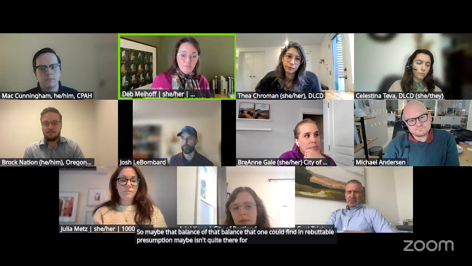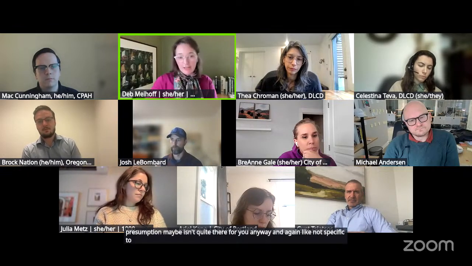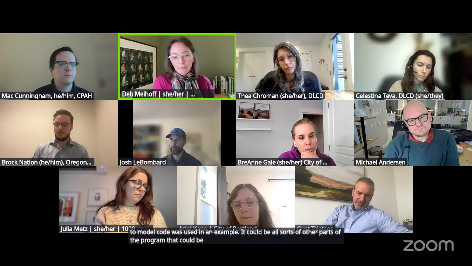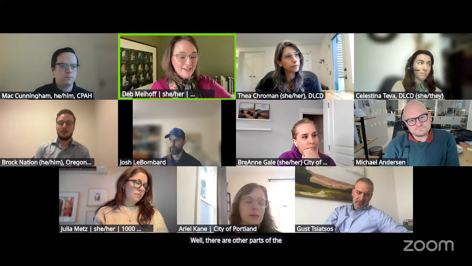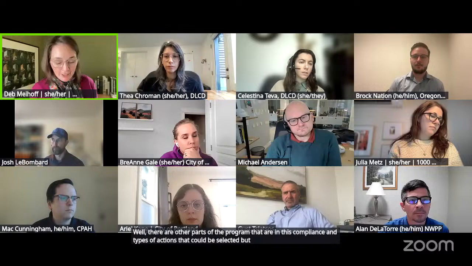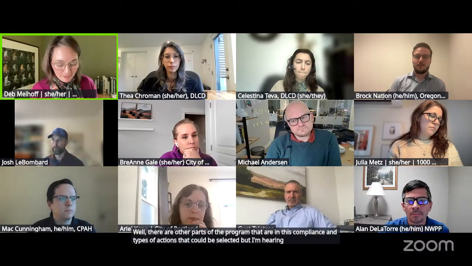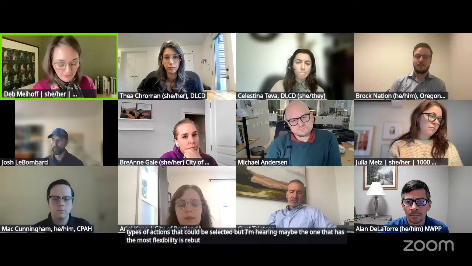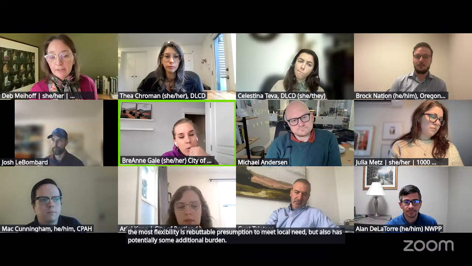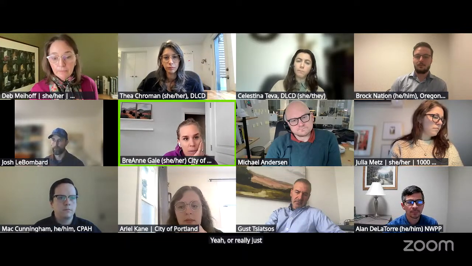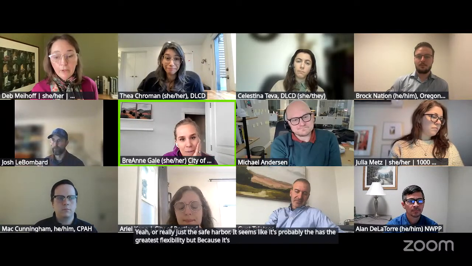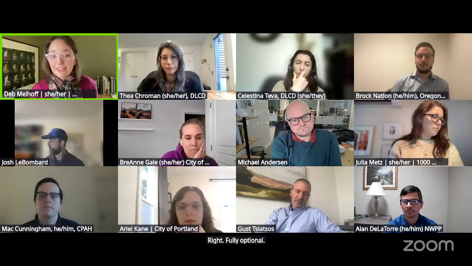And again, not specific to model code, that was used as an example. It could be all sorts of other parts of the program, the types of actions that could be selected. But I'm hearing maybe the one that has the most flexibility is rebuttable presumption to meet local need, but also has potentially some additional burden on cities. Yeah, or really just the safe harbor. It seems like it probably has the greatest flexibility, but because it's a may, it's not a must. Right, fully optional.